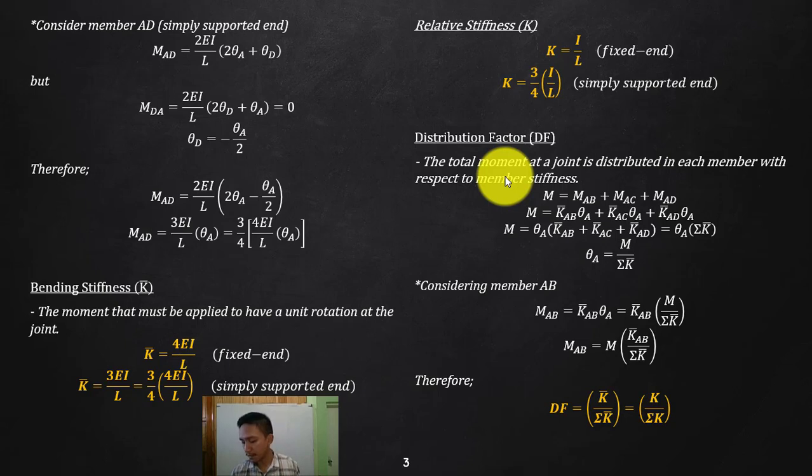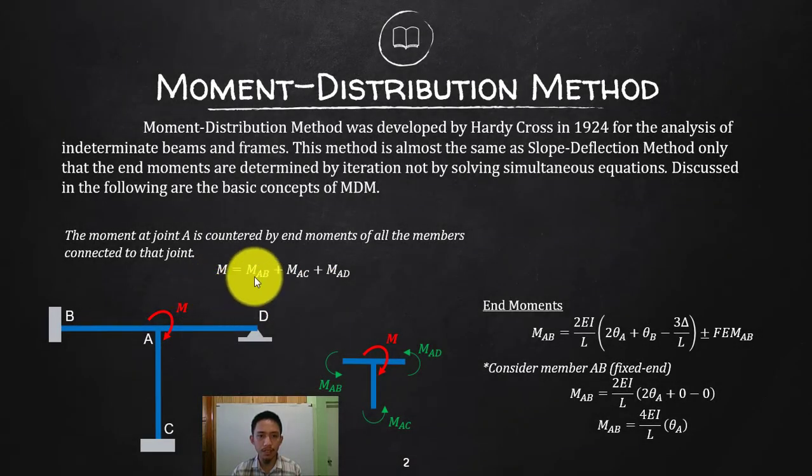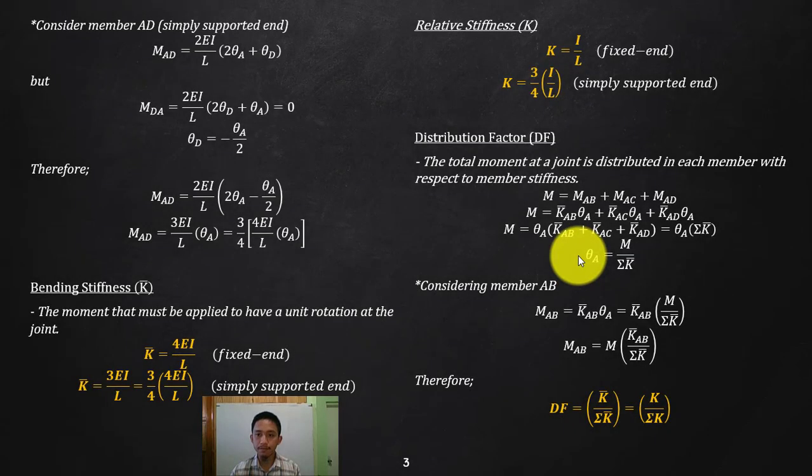Okay? This is the concept of what we call moment distribution. The existing moment at a joint should be balanced or distributed in all the members connected to it. Okay, so as you can see, this is our original equation there again, for this case only, distributing your total moment to AB, AC, and AD.